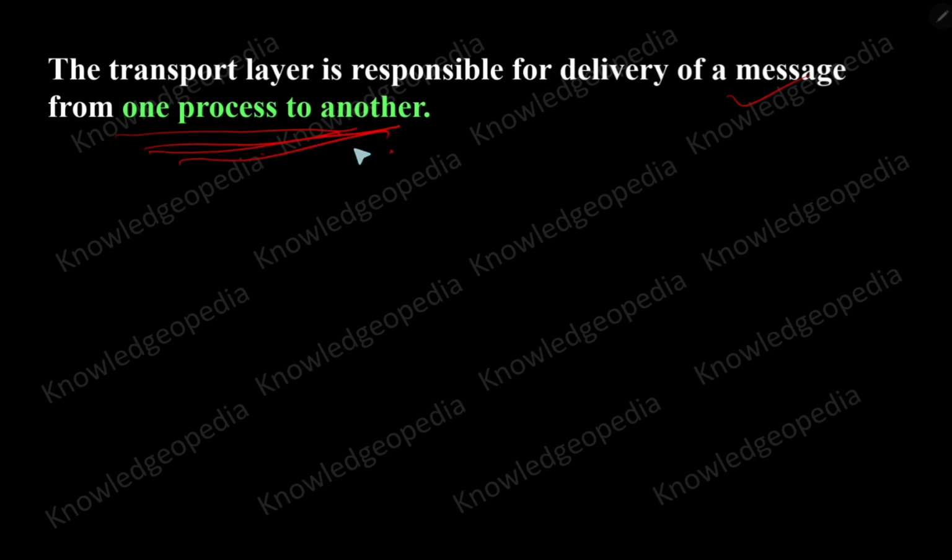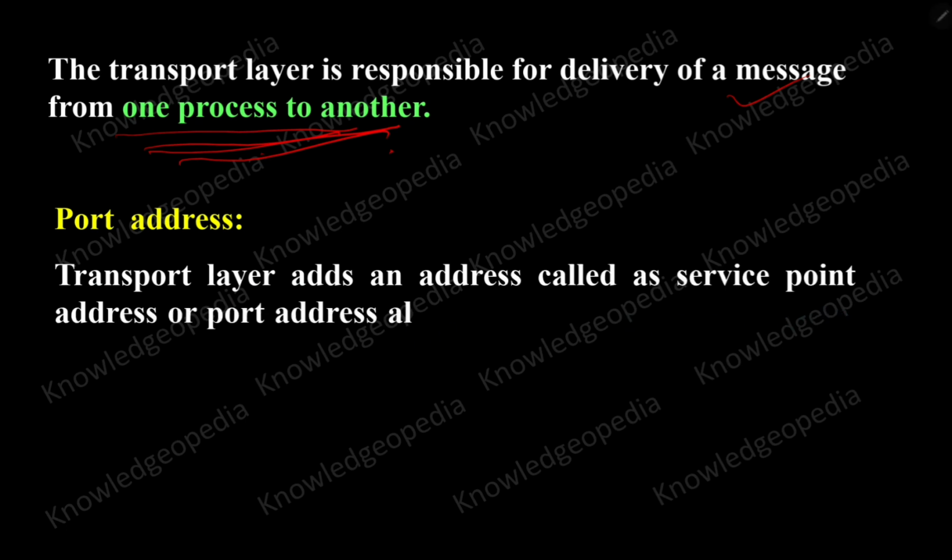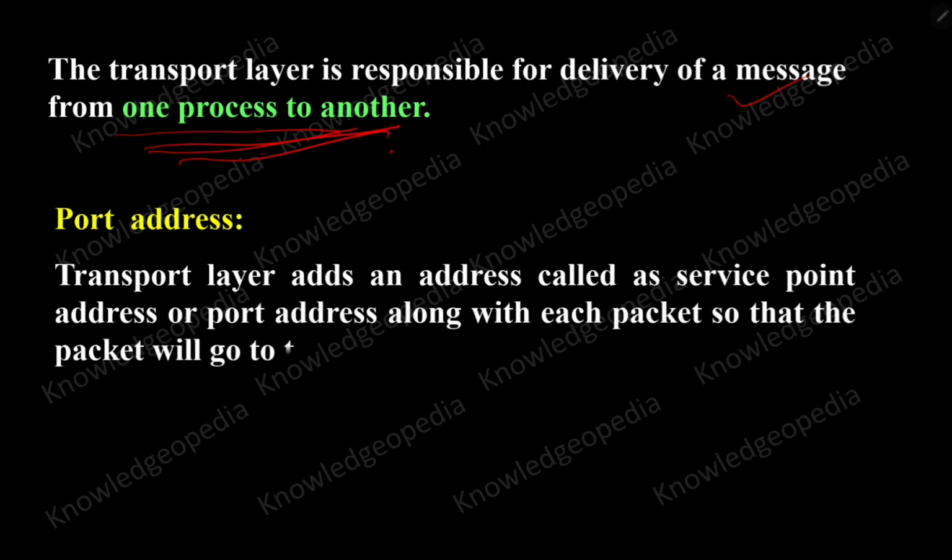What is the meaning of process? See, when you are using the internet, you are browsing, you can open a number of tabs, and in each tab you can open different applications. Sometimes you may browse email, sometimes you may browse cricket. So each of them is one process. To identify this process, we use an address that is called the port address. The transport layer adds an address called the service point address or port address along with each packet, so that the packet will go to the specific program or process.